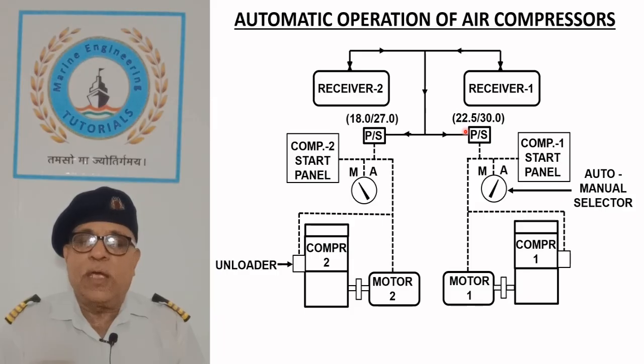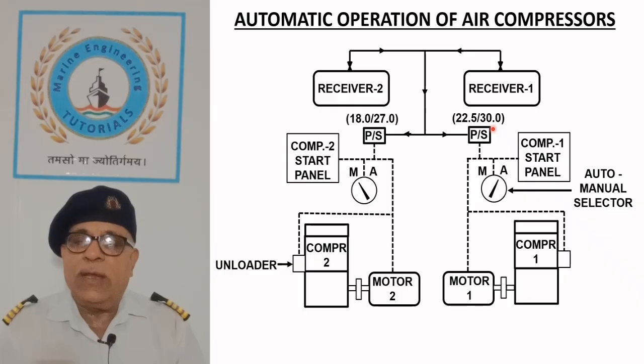The starter panel keeps the unloader open for a few seconds so that lubricating oil pressure is established before loading it. When the drain valve closes, pressure starts to build up until 30 bar, when the pressure switch cuts off the compressor and the drain valve is opened.